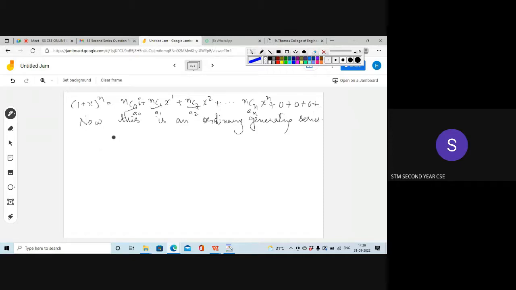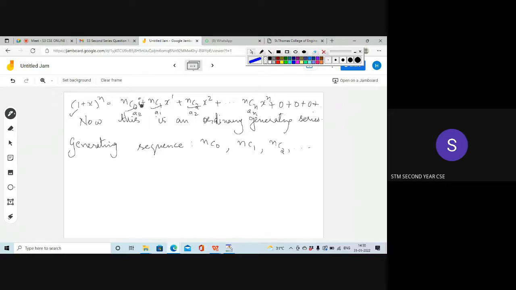Now, how can we prove that it is an exponential generating series also? Now let us see how we can convert it. For this example, what is the generating sequence for this formula? Sequence generated means a0, a1, a2, etc. is the sequence. So what is the sequence generated? nC0, nC1, nC2, etc. are the sequences generated in this generating function.